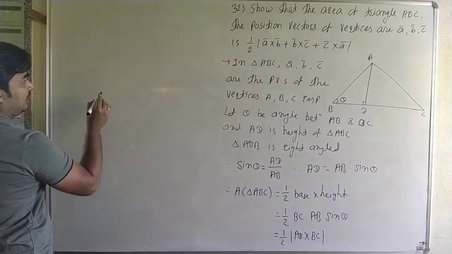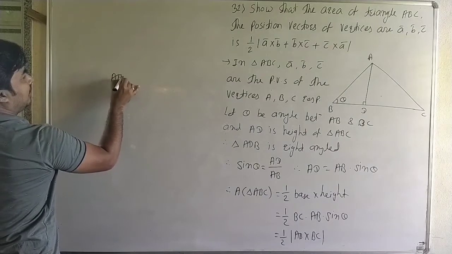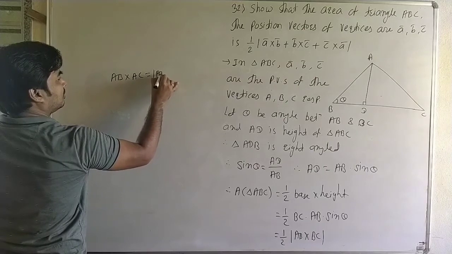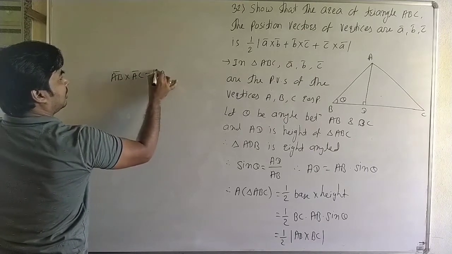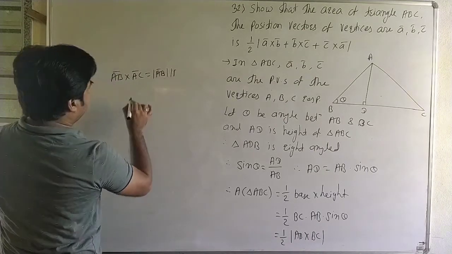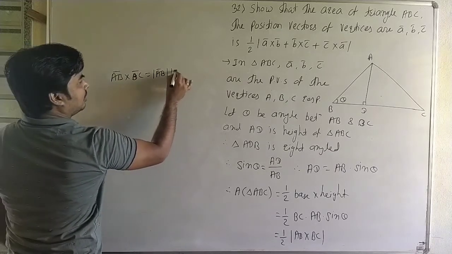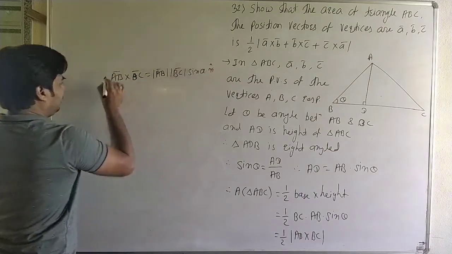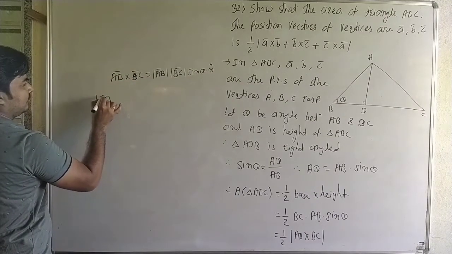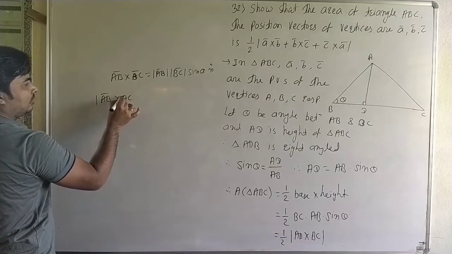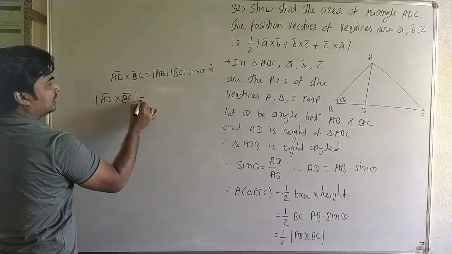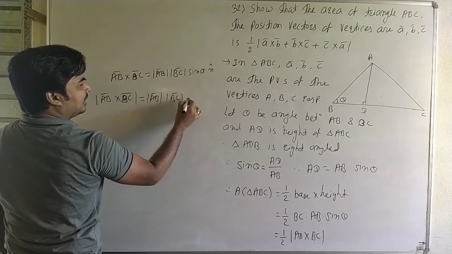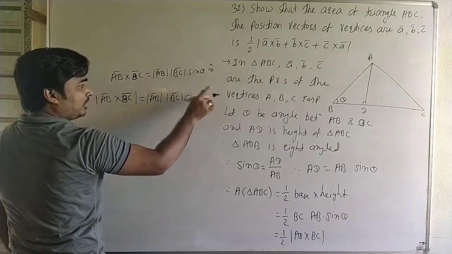See carefully, here we can write the explanation. What is AB cross BC? The magnitude of AB cross BC: here we can write BC into sin theta and into n cap. When we take the magnitude of AB cross BC, then it is magnitude of AB, magnitude of BC, sin theta, and magnitude of n cap, which is 1.